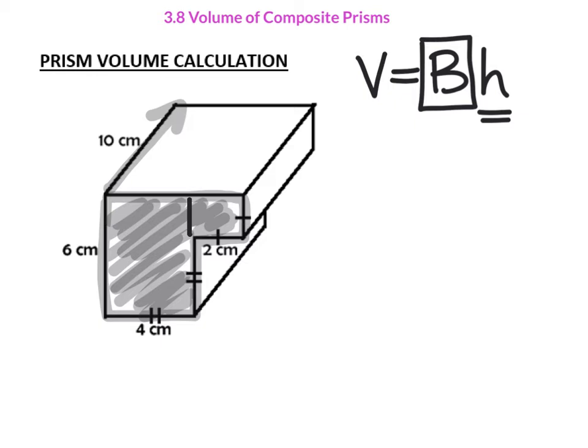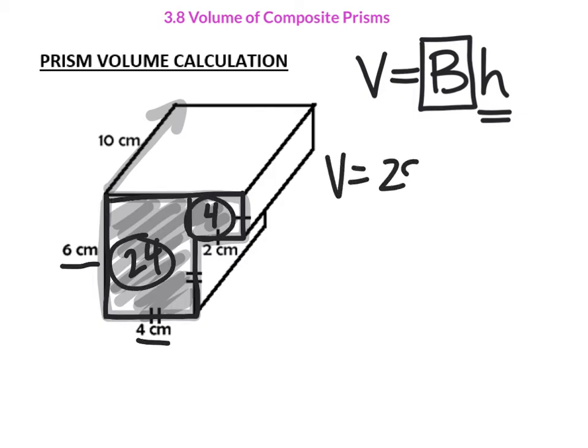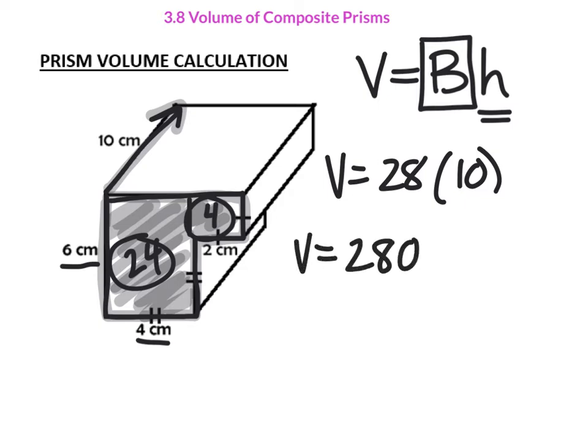This is 2 by 2, so this is an area of 4. This is 6 by 4. That's 24. So I'm just going to find the area of one base, which happens to be this number and this number, which is 28. And I'm going to multiply it by the height. The height, of course, is always the distance between the two identical bases. And so, to me, this answer is 280 centimeters cubed.